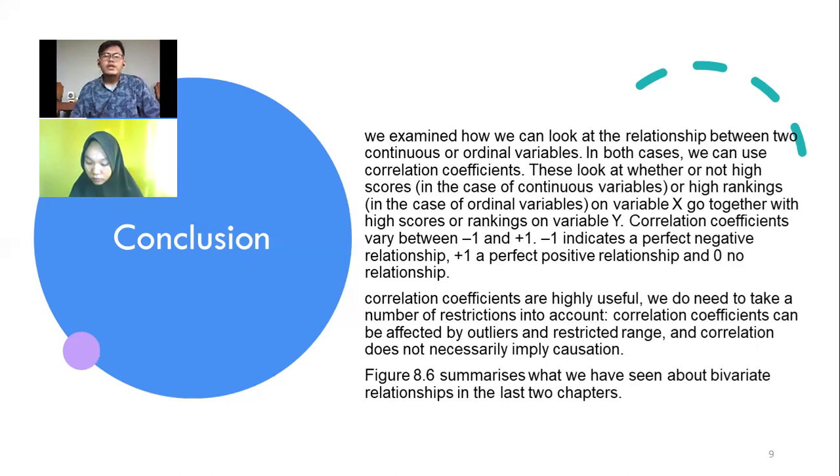Correlation coefficients are highly useful. We do need to take a number of restrictions into account. Correlation coefficients can be affected by outliers and restricted range, and correlation does not necessarily imply causation. And figure 8.9 summarizes what we can see about the bivariate relationship in the last two chapters.